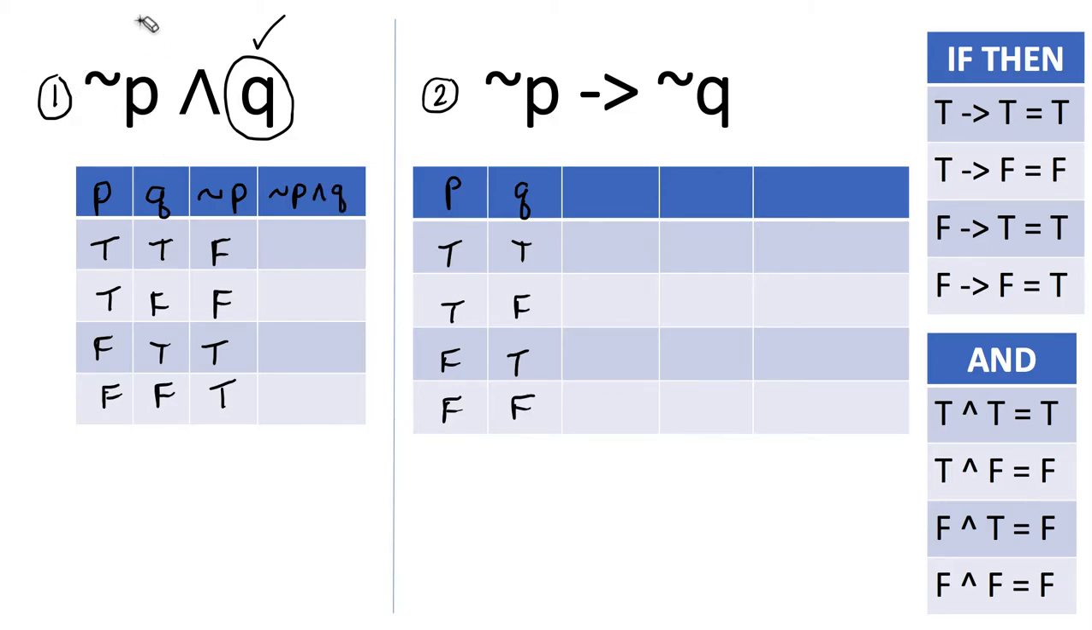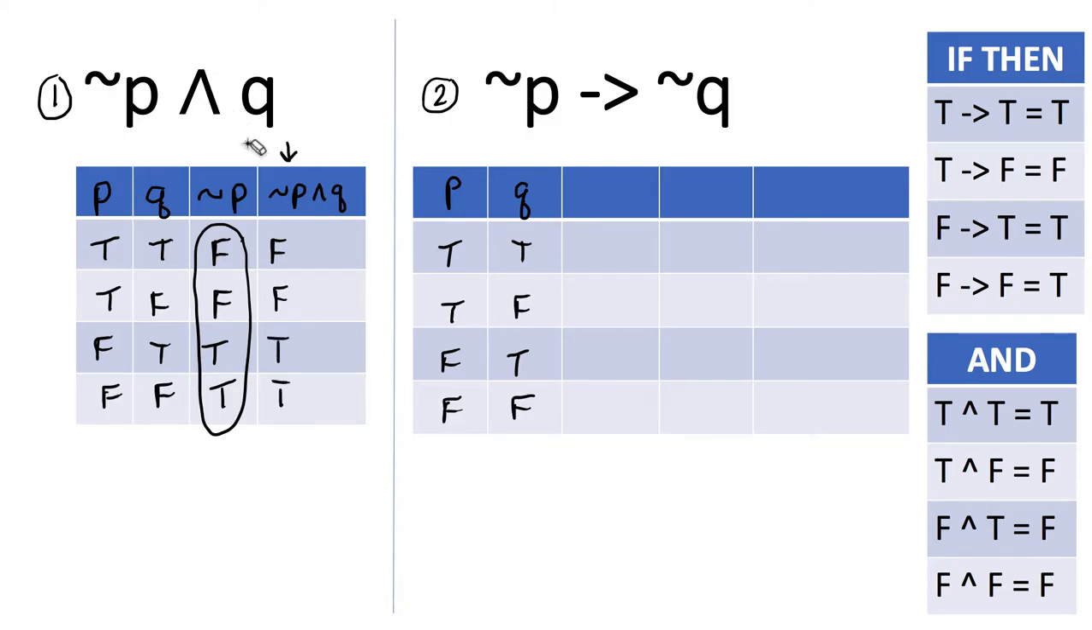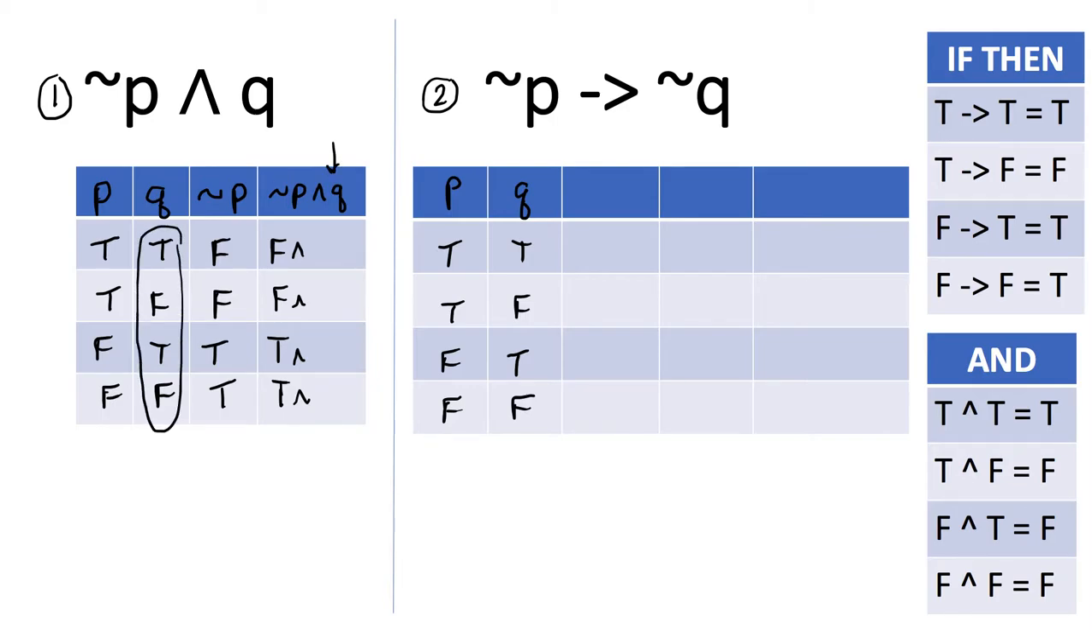So remember that we begin by doing a little copying. So under the negation of P, we're going to copy the values that we came up with in that column. So F, F, T, T. We're then going to add our symbol, so we'll do the and symbol. And then we're going to copy the Q values. So we'll copy T, F, T, F.